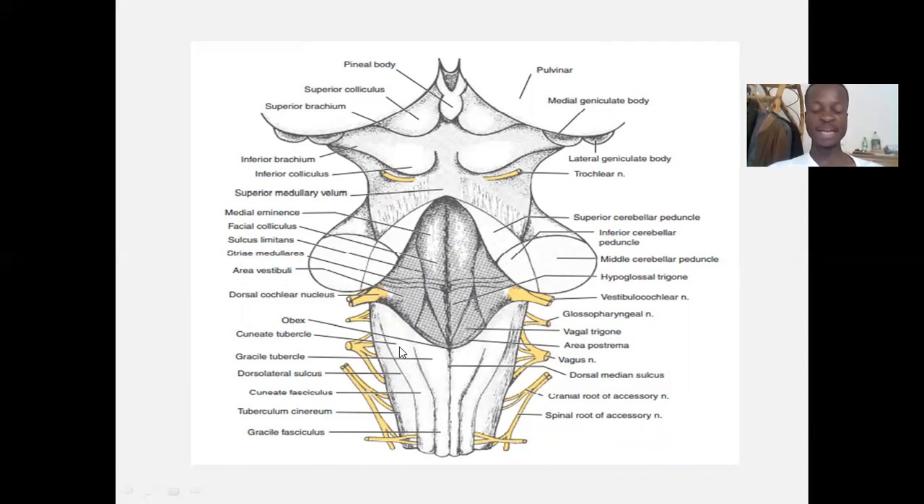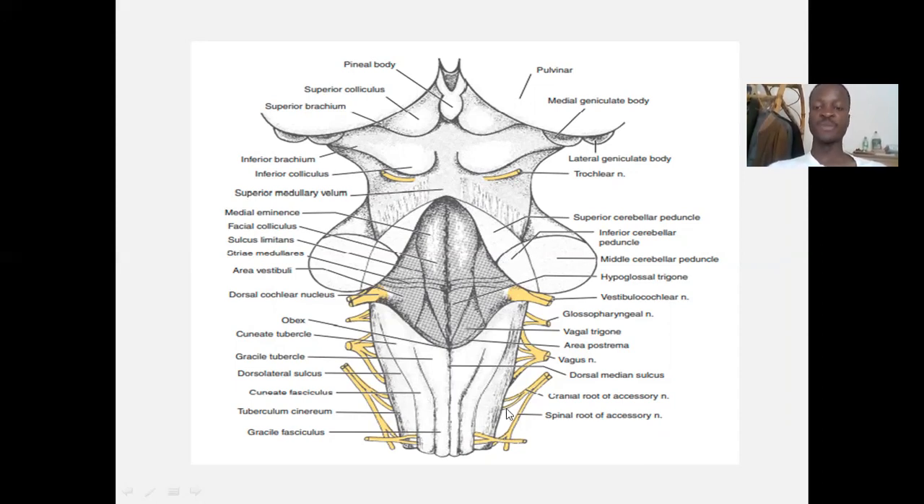So this is your tuberculum cinereum, and this tuberculum cinereum, it actually marks the position of the trigeminal spinal tract and its nucleus, right? Then notice in this region here, you have the vestibulocochlear nerve, right? So these are the peduncles, the superior cerebellar peduncle, the midcerebellar peduncle, and the inferior cerebellar peduncle. The inferior cerebellar peduncle, when you then look at the auditory pathway, it's going to separate the ventral cochlear nucleus and the dorsal cochlear nucleus, right? That will be subserving audition, right?